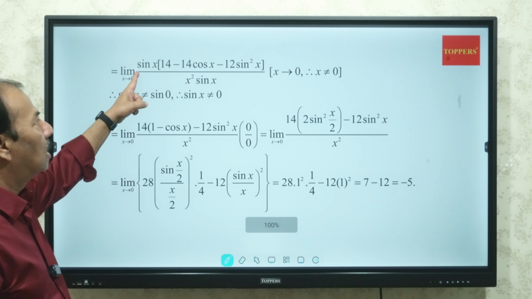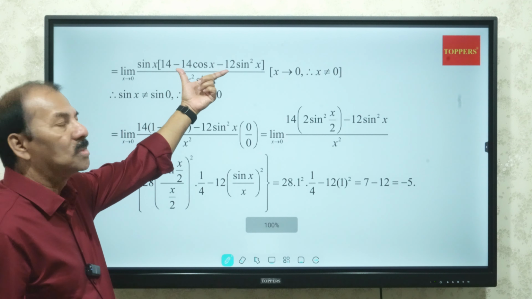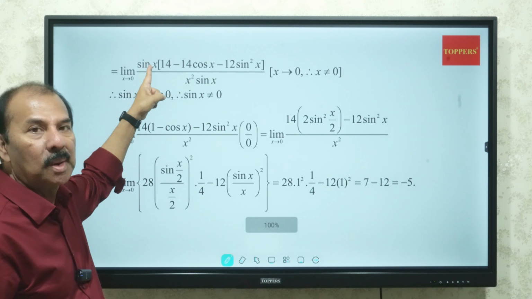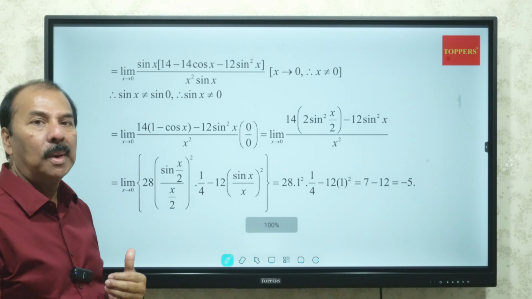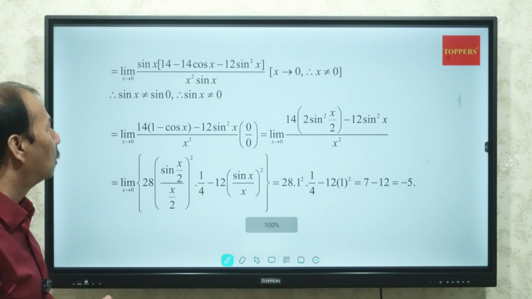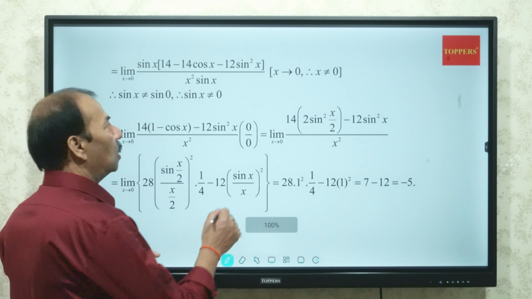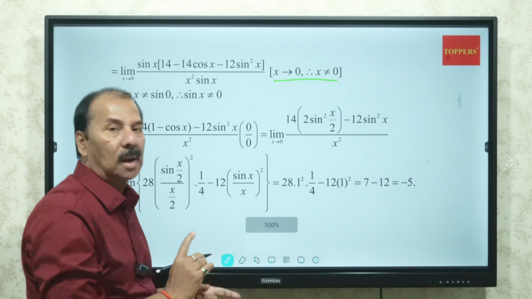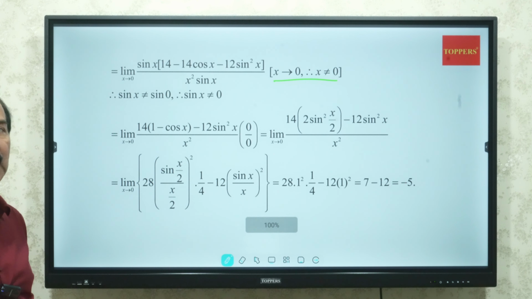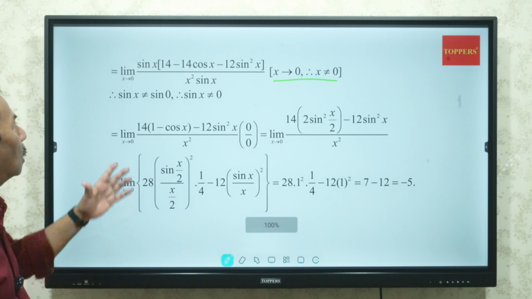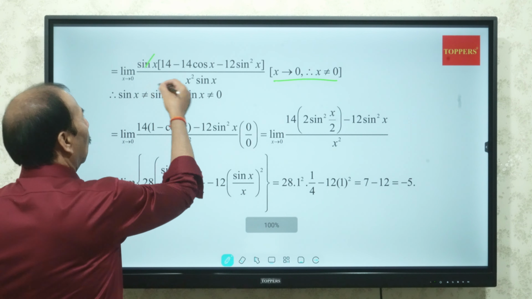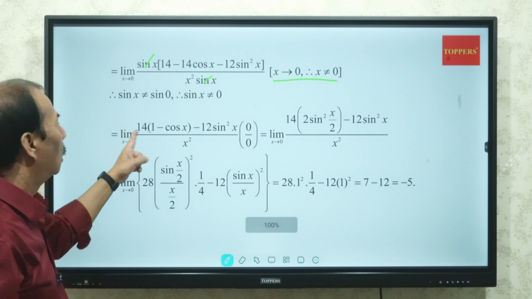So take this sin x common. After taking it, this is the remaining factor. Sin x is here, sin x and sin x will get cancelled, because when x tends to 0, sin x tends to 0 but sin x is not equal to 0. Again, you always have to keep these conditions in your mind when you do any kind of operation, otherwise sometimes you may get a wrong relation. So after cancelling out this sin x and this sin x from here, you will be getting this relation.